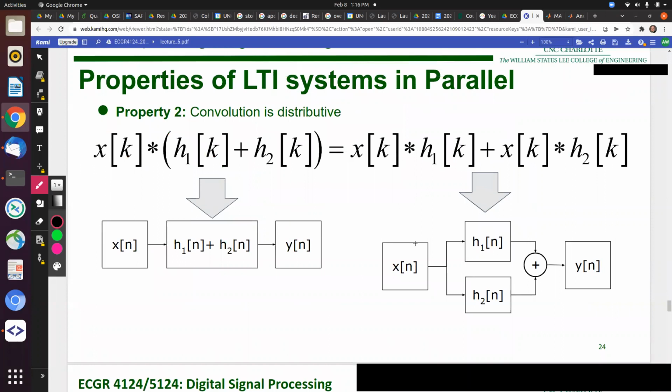So, properties of LTI systems. And I took my pen away for a second, and that's the cost. So this particular slide talks about the distributive property of convolution.